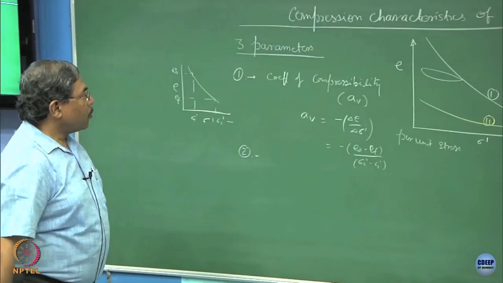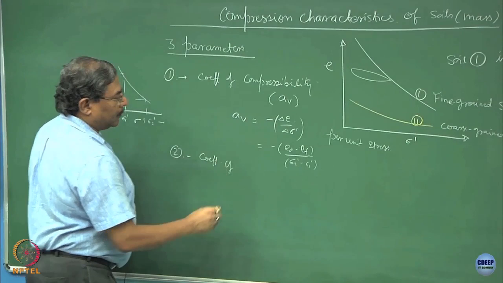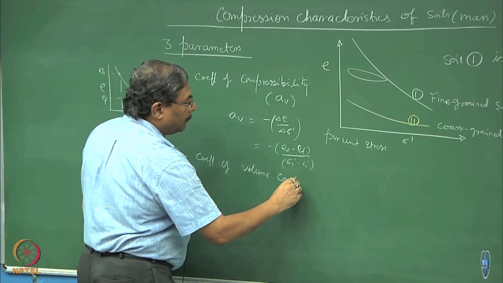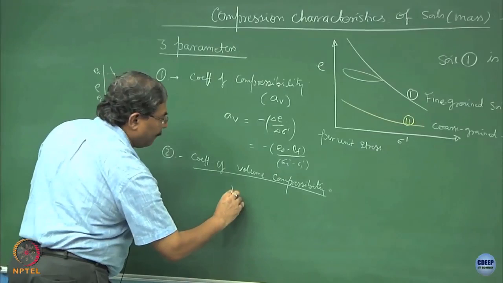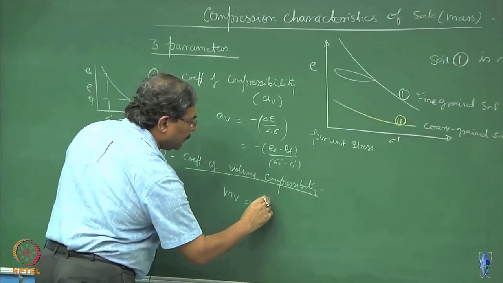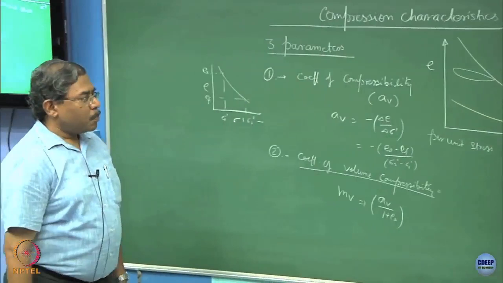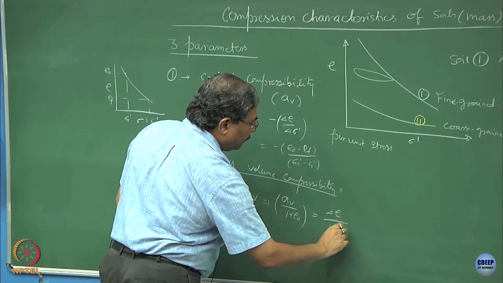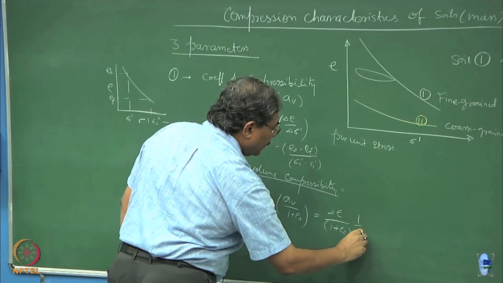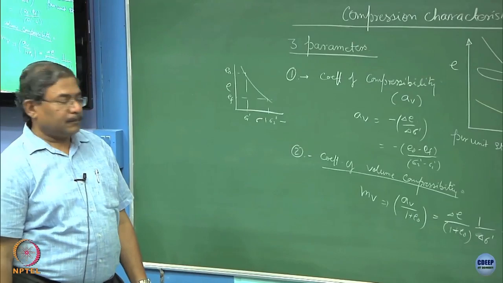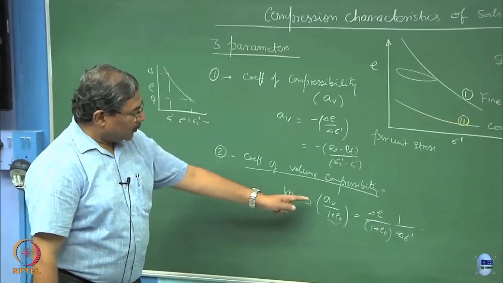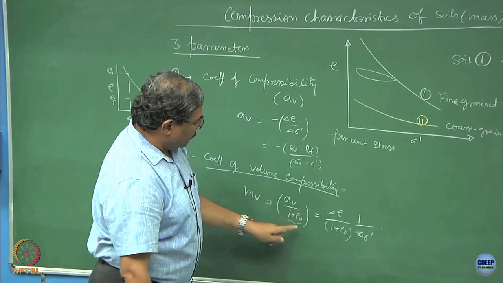The second one is the coefficient of volume compressibility. We define this as m_v, and this is equal to a_v over 1 plus e naught. So, this is equal to delta e over (1 plus e naught) into 1 upon delta sigma prime. 1 upon (1 plus e naught) is the specific volume. So, a_v upon 1 plus e naught, where a_v is delta e upon delta sigma prime.